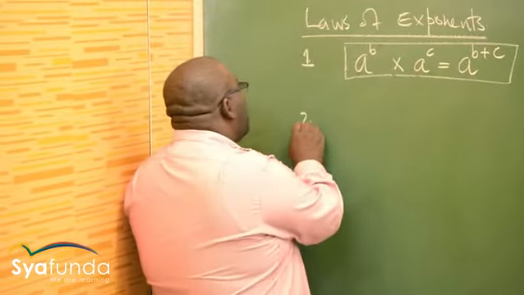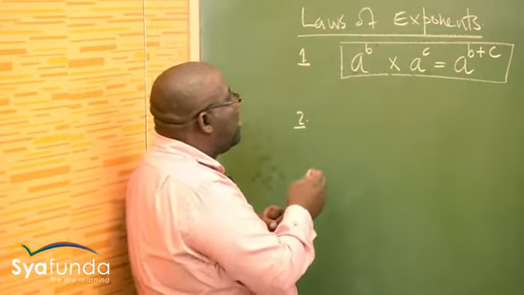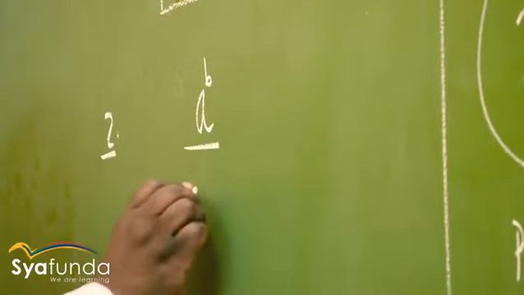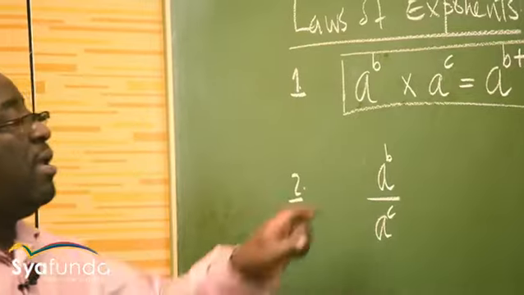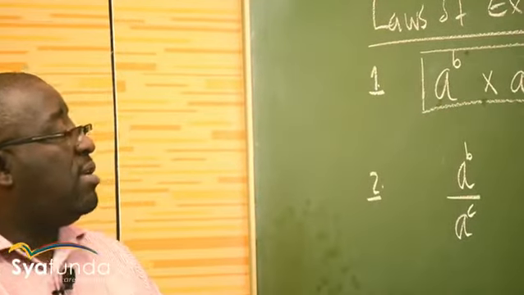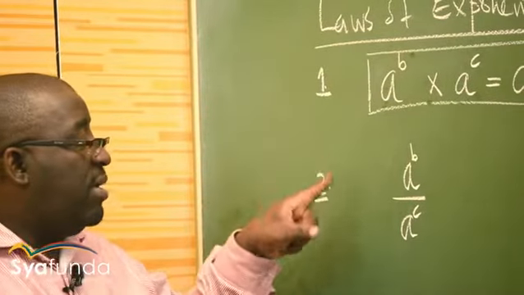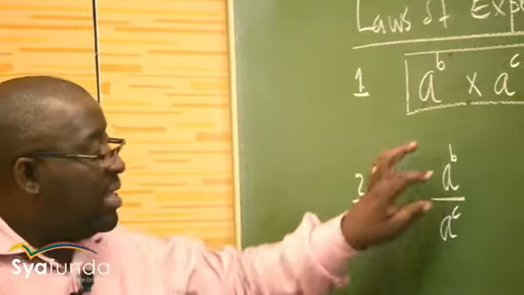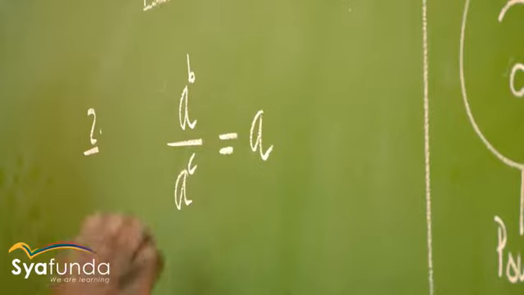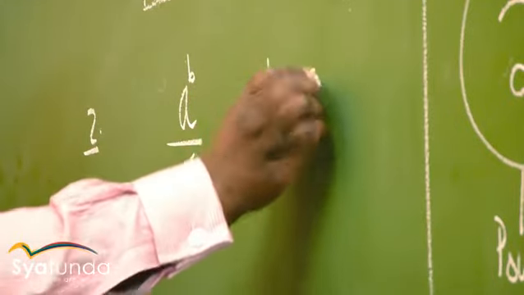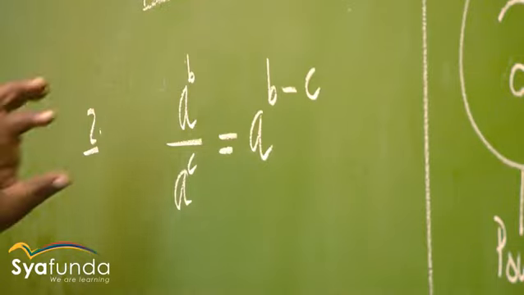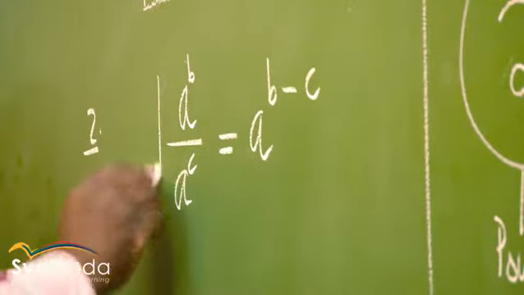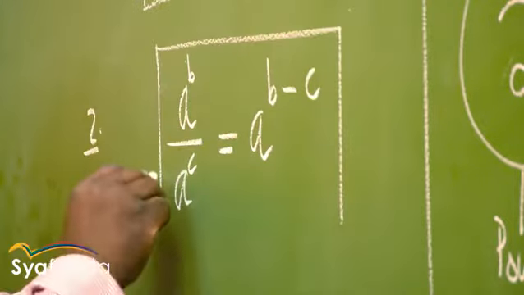The second rule is the law of quotient, when we divide. If we've got a to the power b divided by a to the power c, there we were multiplying, but here we are dividing. Since we're dividing powers with the same base, this will be equal to a to the power b minus c. You subtract the exponents. This is another important rule, my exponents.